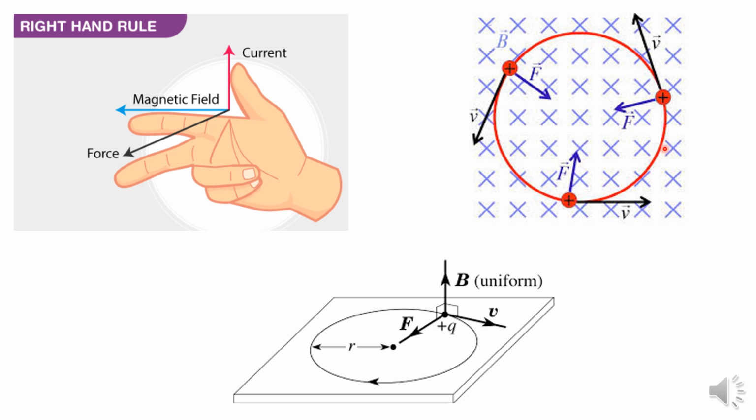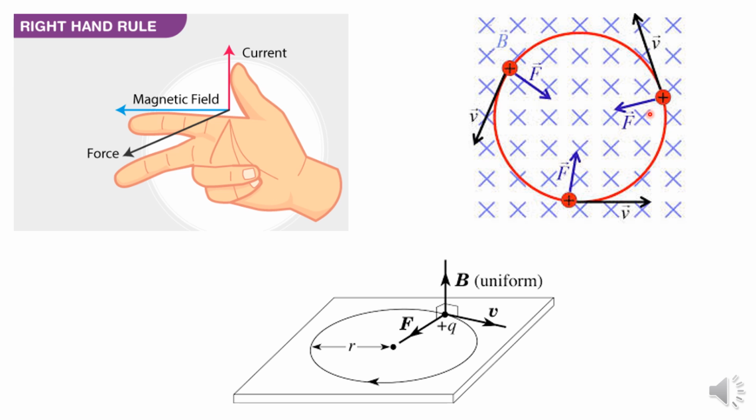The particle will move in a circular path. Okay, it describes a circular path. That means the Lorentz force appears in the form of centripetal force. Therefore, the magnitude of the Lorentz force qvB is also equal to mv square by r, where r is the radius of this circular path.